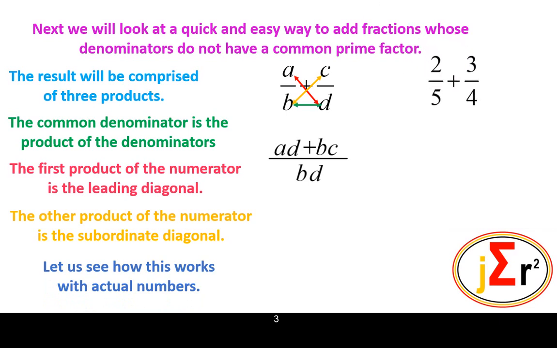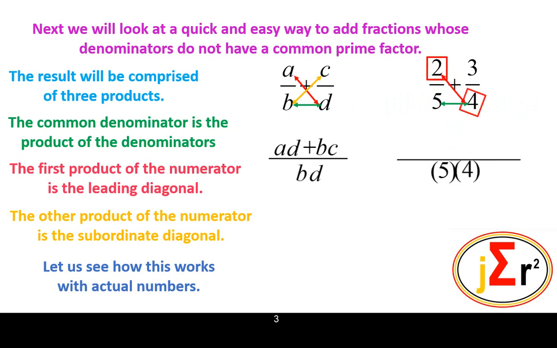And you can see that happening very quick and simple. 5 and 4, those are the 2 denominators. They do not have a common prime factor. So the denominator of the result will be the product of the 2 denominators. The first product in the numerator will be the leading diagonal, 2 times 4.